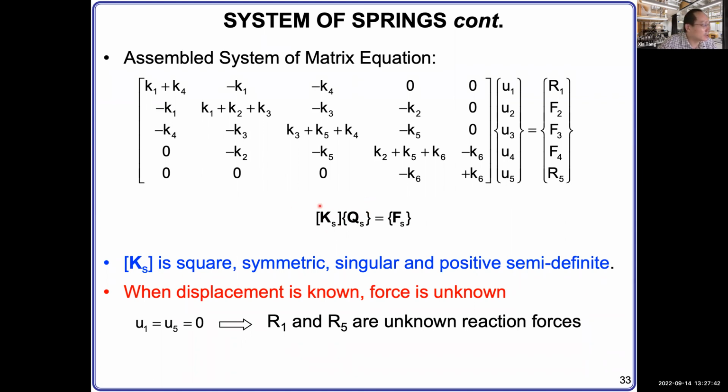And this assembled global matrix is actually square, symmetrical, singular, and positive semi-definite. These are key properties. You need to have that in mind. Make sure you understand every term. What does that mean? In an exam, we can give you some questions asking you to explain the terminologies. So you need to quickly explain what those different terms mean. Okay, so that's very important.